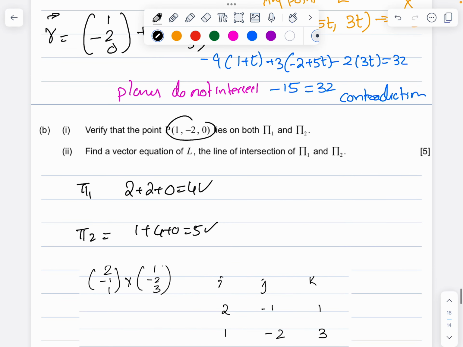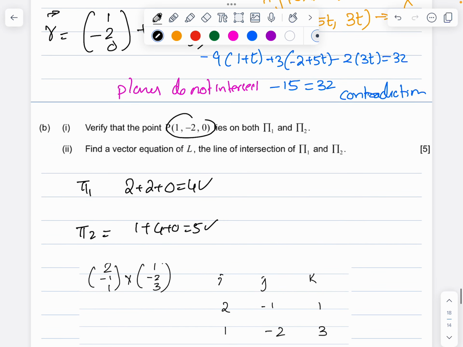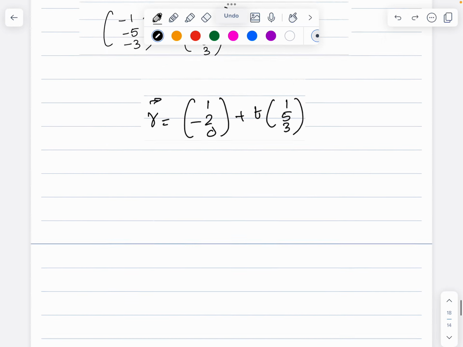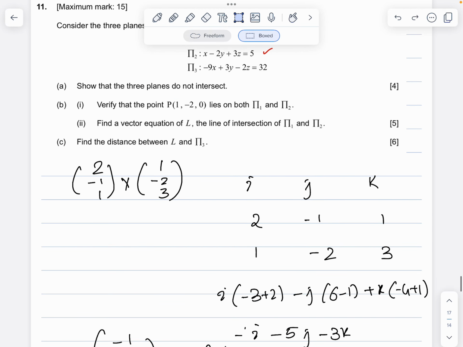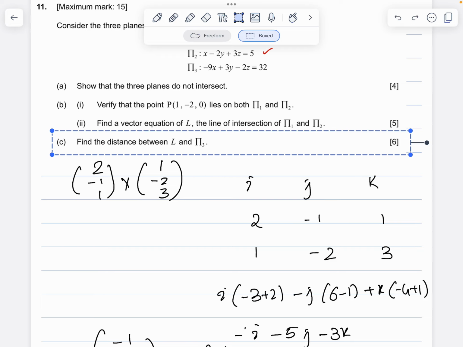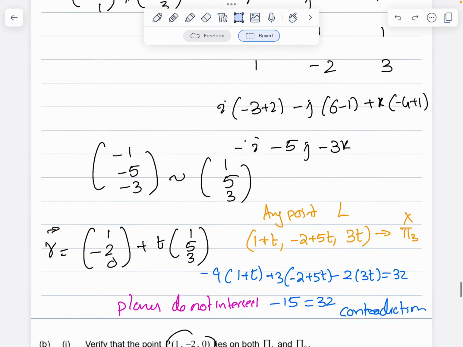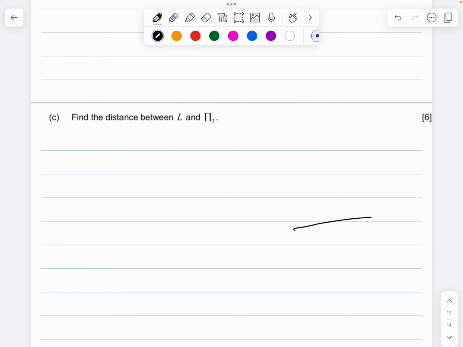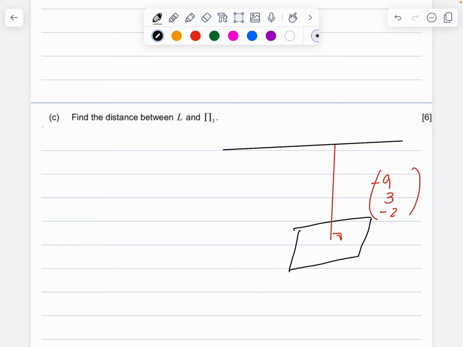Now the vector equation of the line L has been found. Now what is being asked over here in part D, we missed that part C. Find the distance between the line L and pi 3. So pi 3 may be like this. Now its normal is this one over here, which is the normal to the plane, which is negative 9, 3 and negative 2. Now L is going in this direction, which is not in this one.